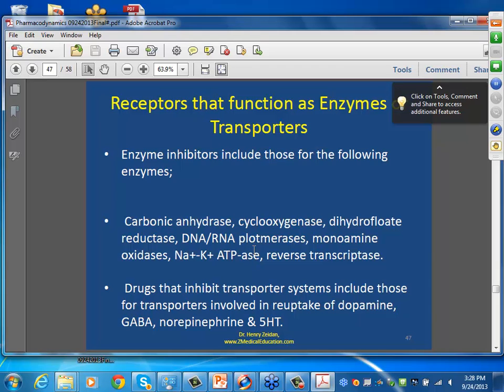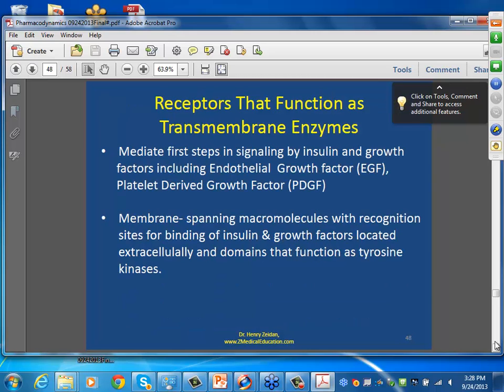DNA and RNA polymerases. Monoamine oxidase, I already told you, para-hydroxyamphetamine, pargyline, okay, numerous others. Sodium potassium ATPase, reverse transcriptase, dealing with HIV indications. So drugs that inhibit transporter systems include those for transporters involved with reuptake of dopamine, norepinephrine, and 5-hydroxytryptamine. So you're mediating the first steps in signaling by insulin. On insulin you have tyrosine kinase. You're mediating growth factors, platelet-derived growth factor, PDGF. A description of tyrosine kinase is addressed to you here.